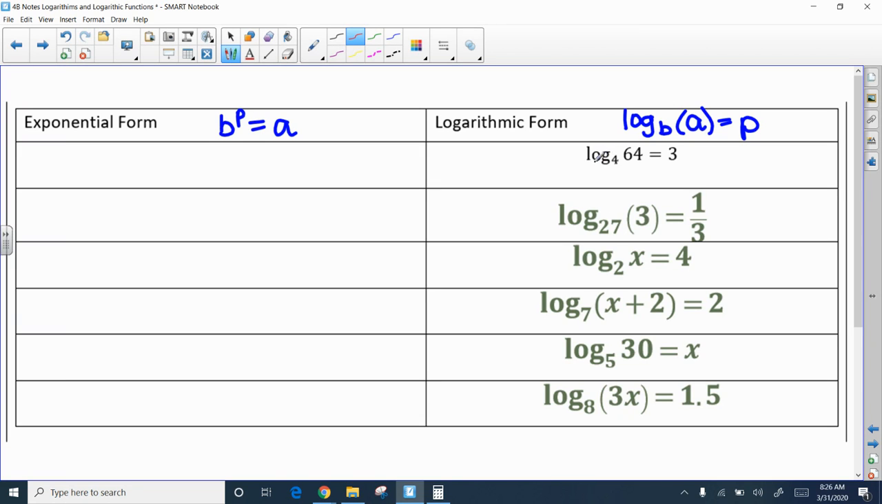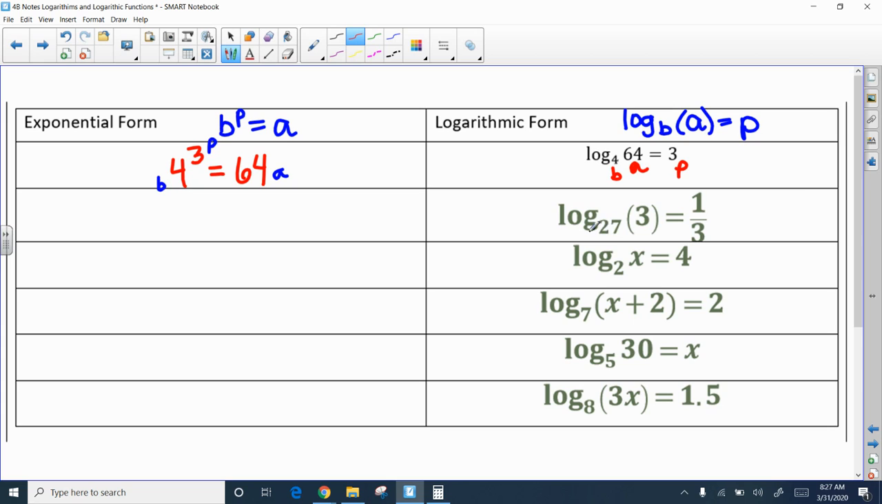So in this example, log base 4 of 64 equals 3. The 4 is the base, the 64 is the a, because we're in logarithmic form, and the 3 is the p. So when I rewrite it, it's going to be b to the p power. So the base is 4, the p or the power is 3, and it's going to equal a, which is 64. So this is the b, the p, and the a. We're just writing them in exponential form in a different order.